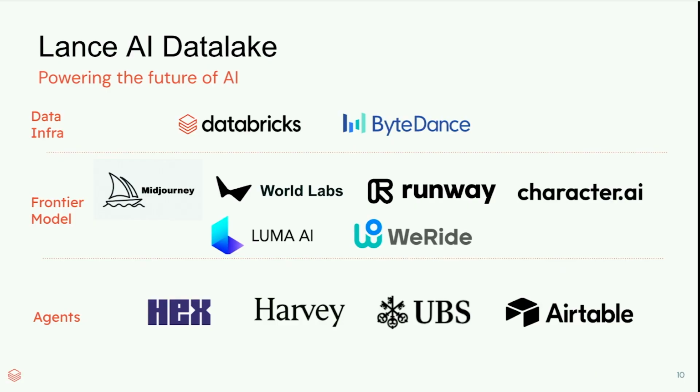And because of all those capabilities and the things that we are able to solve, we are being used in production by leading data infra companies and also frontier model companies, like Databricks, ByteDance, and several of the biggest data infra companies, and also frontier model companies for image foundation models, video, 3D, multimodal data access, and also autonomous driving companies. We are also being leveraged by agent companies. For example, Harvey is the biggest AI law firm company.